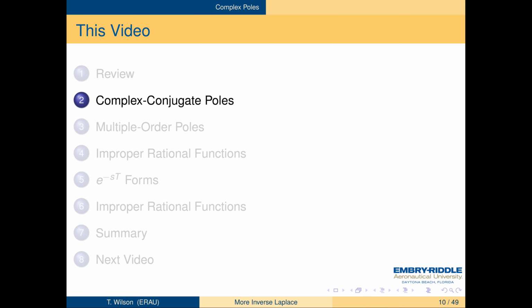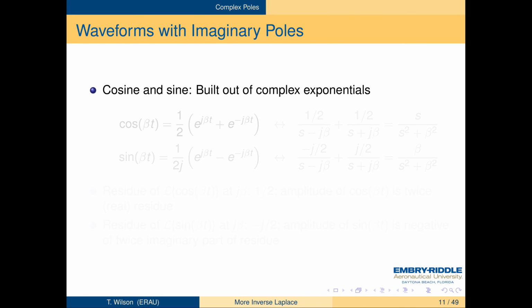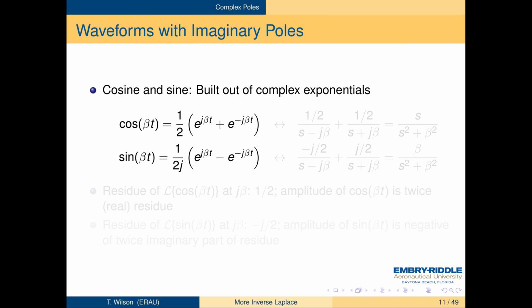Complex conjugate poles. When we developed the Laplace transform and its properties, we found the Laplace transform of cosine and sine by building them out of constant amplitude complex exponentials. Since cos beta t is the real part of e to the j beta t, it is 1/2 the sum of e to the j beta t and its conjugate. Since sine beta t is the imaginary part of e to the j beta t, it is the difference of e to the j beta t and e to the minus j beta t divided by 2j.